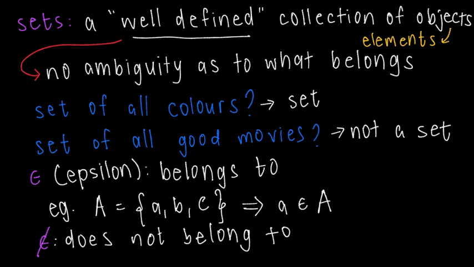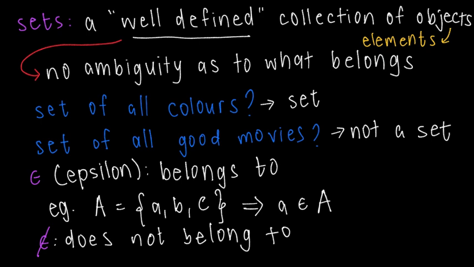First, let's define sets. Sets are a well-defined collection of objects. When we say well-defined, it means that we should easily be able to tell if a certain element belongs in the set or not. Or basically, there should be no gray area. For example, the set of all colors is a set, but the set of all good movies would probably not be a set. We call the objects in a set elements.